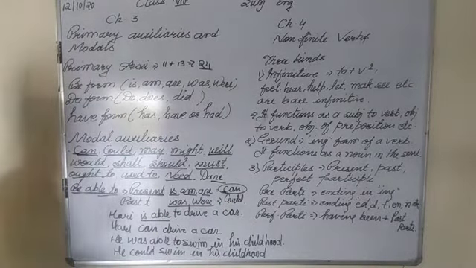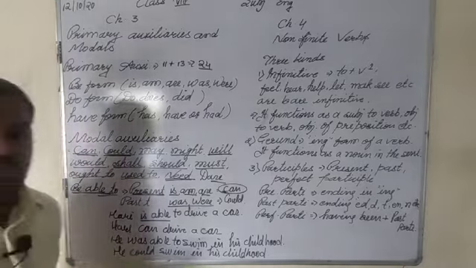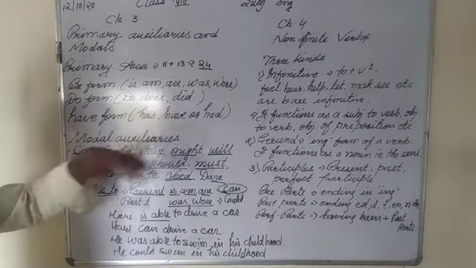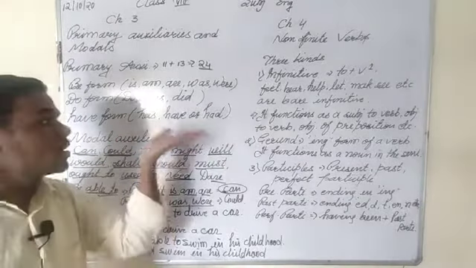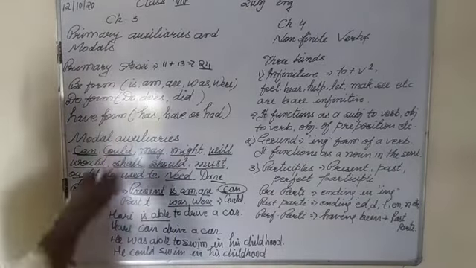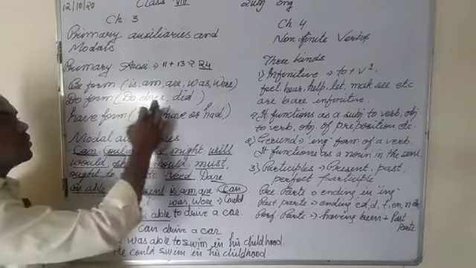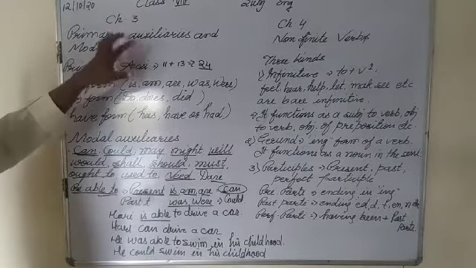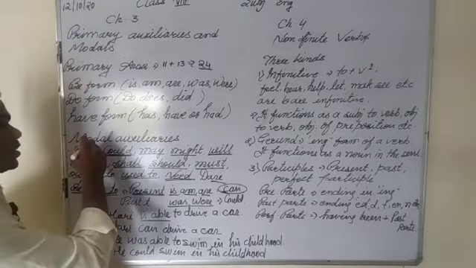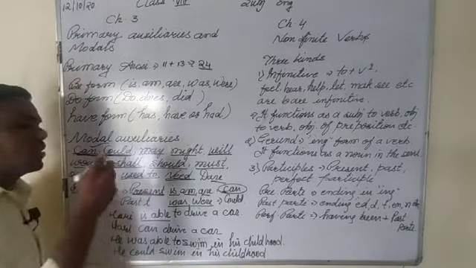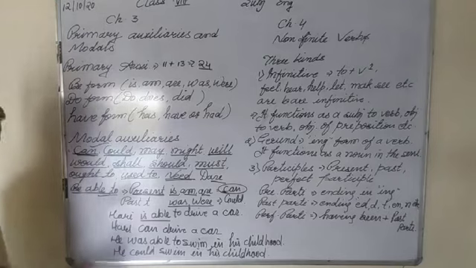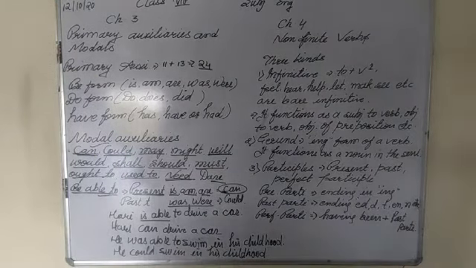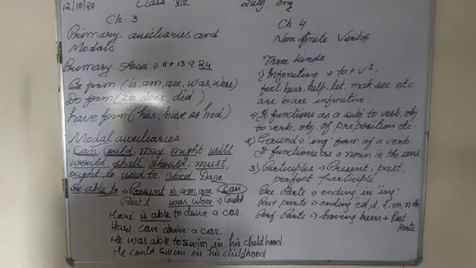Thus, dear students, we have revised this chapter. The 11 primary auxiliaries, the use of is, are, was, were, do, does, did, has, have, had, we have discussed in previous classes. In my previous video on primary auxiliaries and modals, we discussed very well these 13 modal auxiliaries. Thus, dear students, we have revised chapter number 3. I hope you have understood very well.